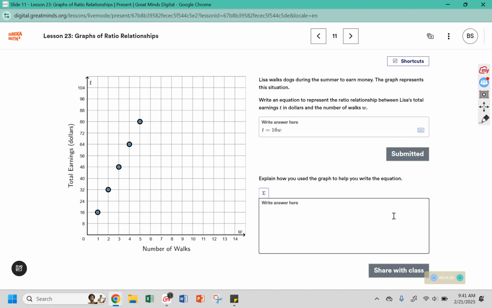Explain how you use the graph to help you write the equation. The value of the ratio can be found by using 16 divided by 1, which is 16.